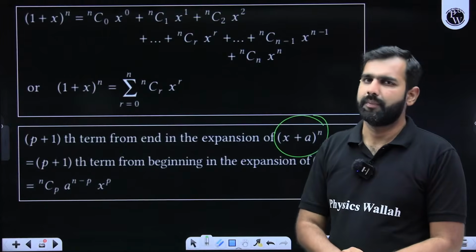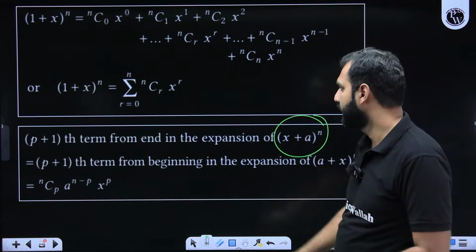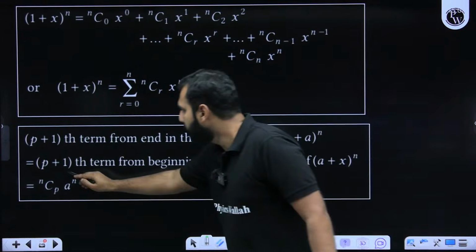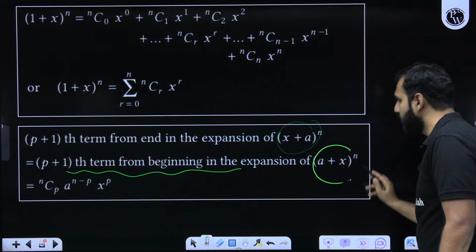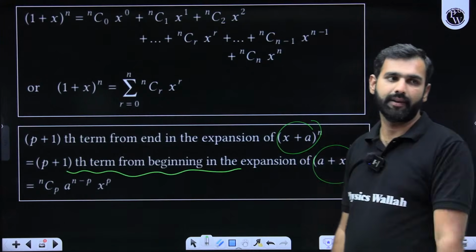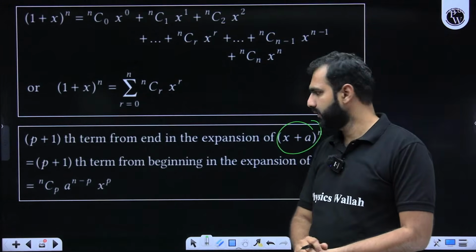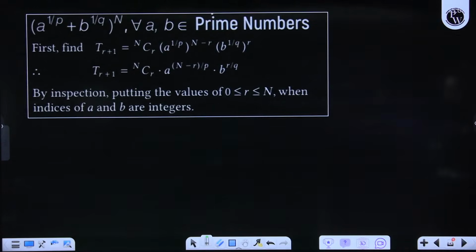Then don't put much effort into solving it. Just remember that it will be the same as the (p+1)th term from the beginning in the expansion of (a + x)^n. Will you remember that? Now, moving ahead with the next part, what do we see?